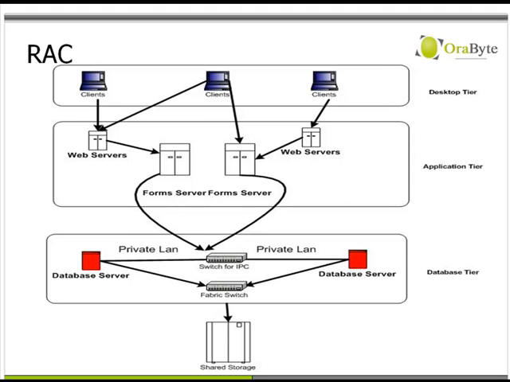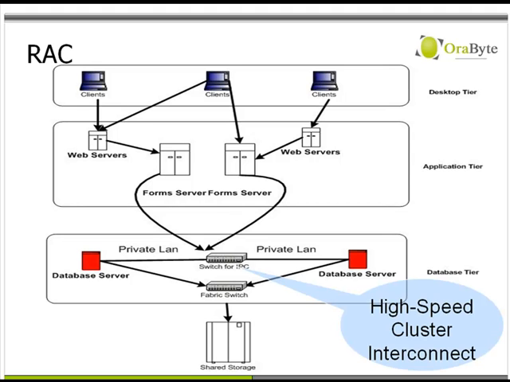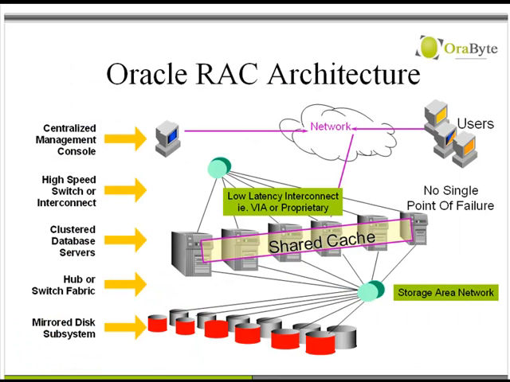Now here, if an organization is going to deploy this kind of architecture, you are protected in all tiers. Your app tier is protected, your database tier is also protected. High-speed cluster interconnect is one of the key components for making RAC work. Shared storage, as I said again, is also a key component required for RAC.